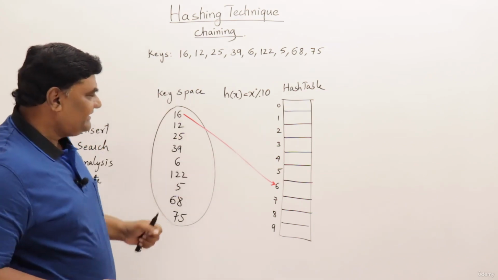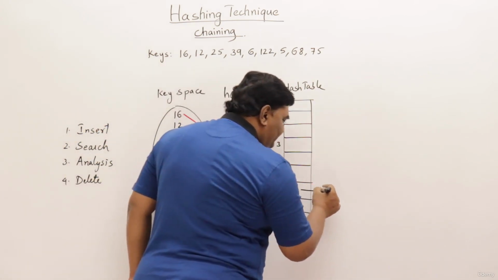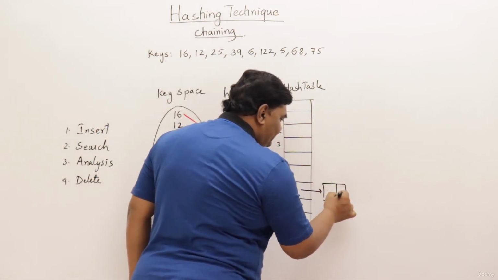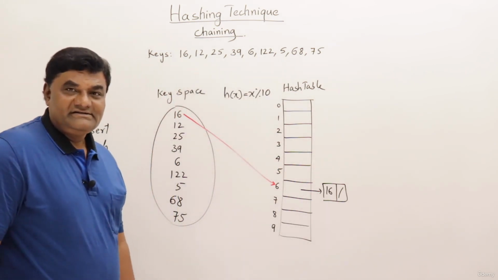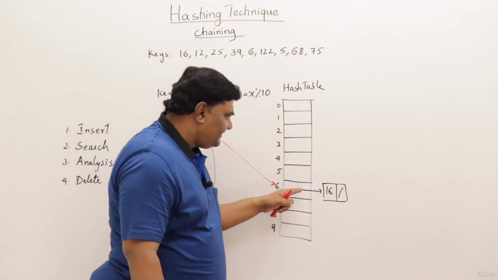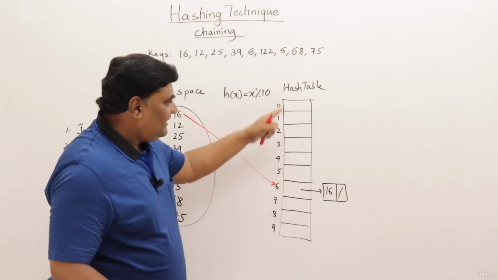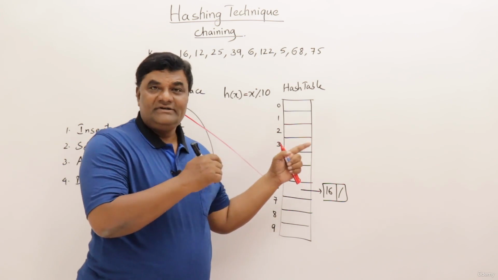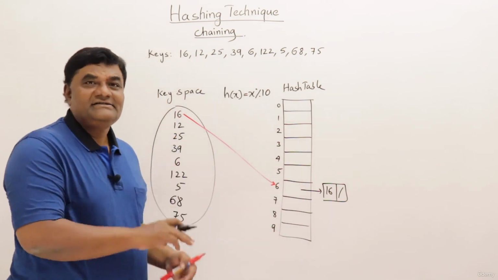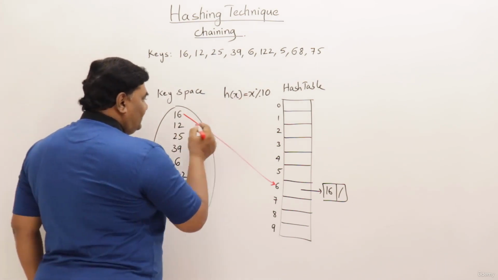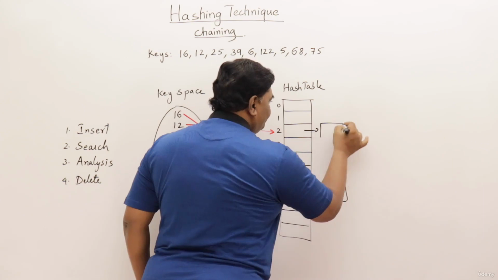Now as this is chaining, it is not directly inserted at this place, but here a node is created, that is a linked list, and there the value is inserted. So this is a pointer to a linked list, a head pointer to a linked list. So this is an array of pointers to linked lists. Yes, it is implemented using an array of pointers. Then let us insert the rest of them. 12 mod 10 is 2, so it is inserted at this place in a node.